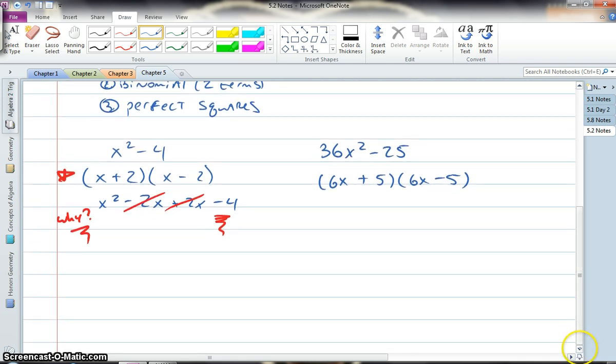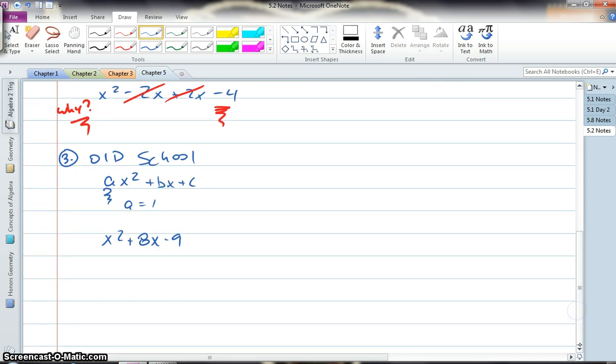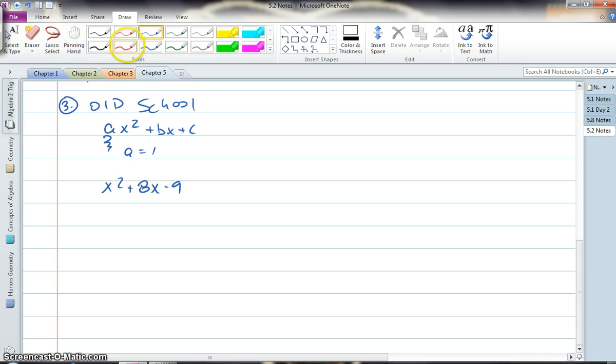Alright, now the last of the third one is what I like to refer to as old school factoring. Old school or regular factoring is when we have it in standard form, right, and our a value is always positive 1. So these are the ones you're used to. You did a lot of them in geometry. Alright, so let's look at x squared plus 8x minus 9. We need to find two numbers that multiply to negative 9 and add to 8.